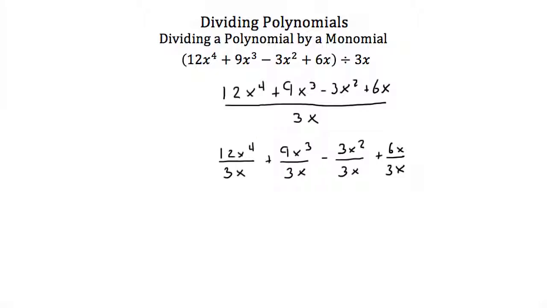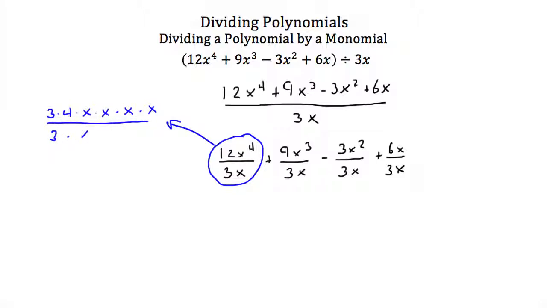So let's look at our first term here. We have 12x to the fourth over 3x. Now this 12x to the fourth I can write as 3 times 4 times x times x times x times x again. And this is divided by 3 times x. Now 3 divided by 3 is 1. So 3 over 3 here, these will cancel because this is just 1 and anything multiplied by 1 is just itself. Same thing with this x over x, these are going to cancel. And all we're going to be left with is 4 times x times x times x, or 4x cubed. So 12x to the fourth divided by 3x is equal to 4x cubed.